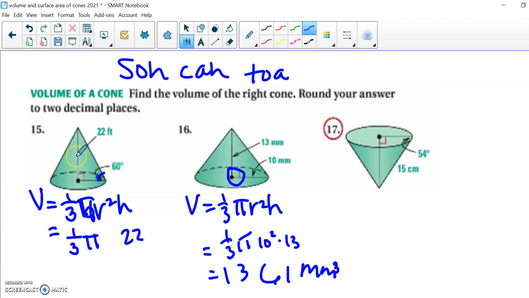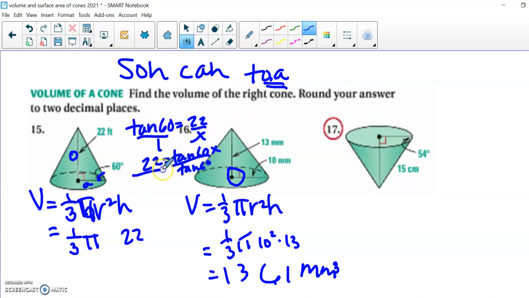So from the 60-degree angle, they gave us the opposite, we're looking for adjacent. If you remember, opposite adjacent tells us we're going to use tangent. So I'm going to say tangent of 60 degrees equals opposite, which is 22, over adjacent, which is what we're looking for. I'm going to cross multiply. I'm going to divide each side by tangent of 60, so I get x by itself. So I'm going to take 22 divided by tangent of 60, and it looks like my radius is 12.7.